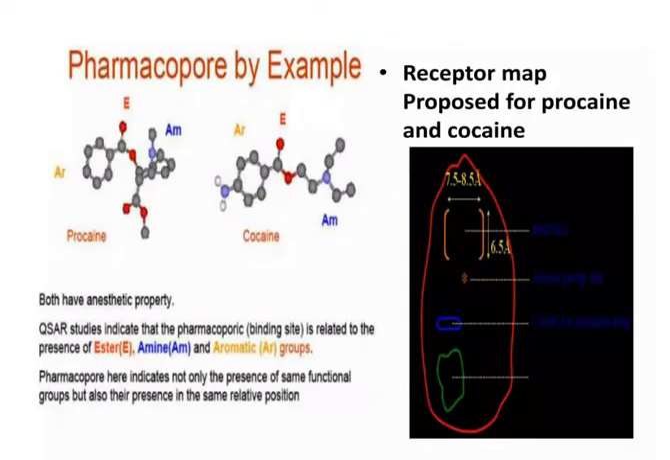So you can see here, pharmacophore by examples. You have procaine and cocaine. Both have anesthetic properties. QSAR studies indicate that the pharmacophore binding site is related to the presence of ester, amine, and aromatic groups. So a pharmacophore indicates not only the presence of the same functional groups but also their presence in the same relative position. So, the receptor map proposed for procaine and cocaine.